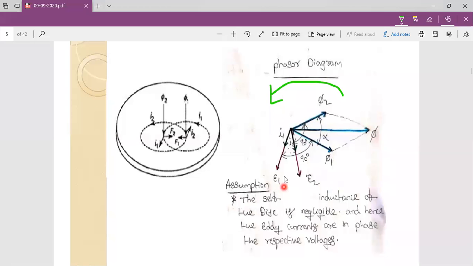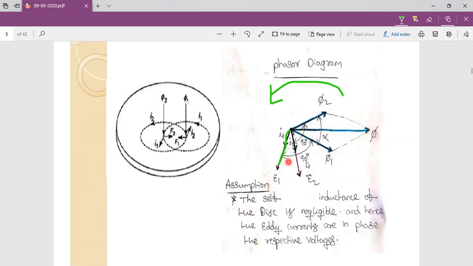Here E1 is because of the rate of change of flux phi 1, and E2 is because of the rate of change of phi 2. We already have some idea about basic phasors: voltage always lags the flux by an angle of 90 degrees. On that basis, we can draw a new phasor E1, which lags phi 1 by 90 degrees.